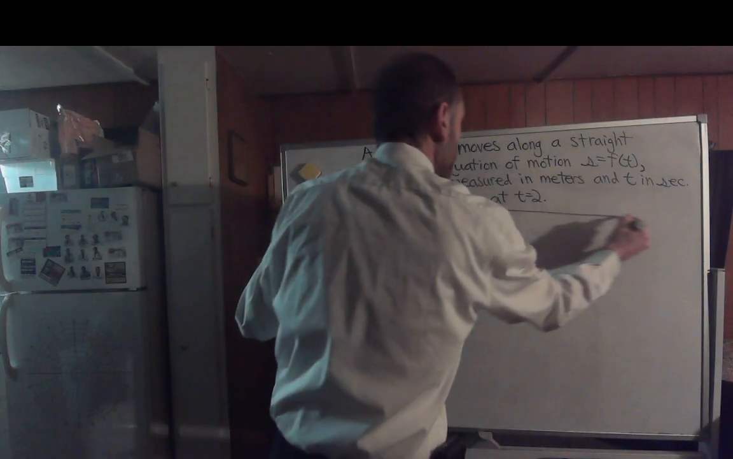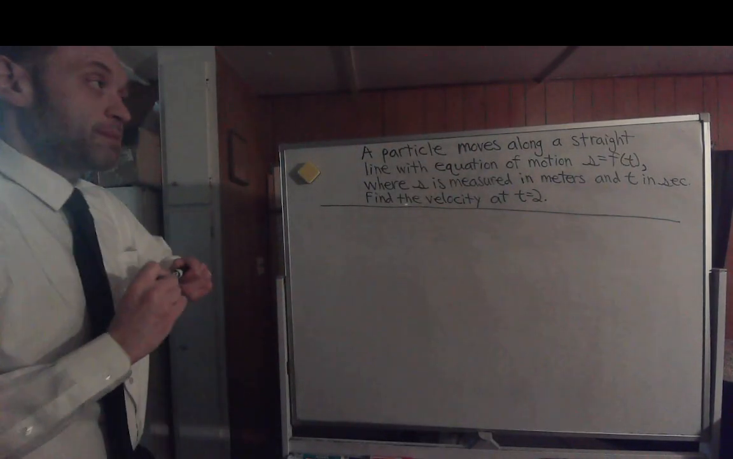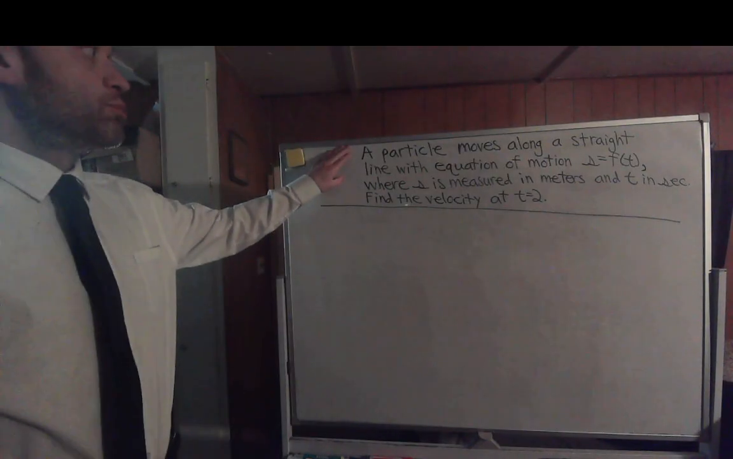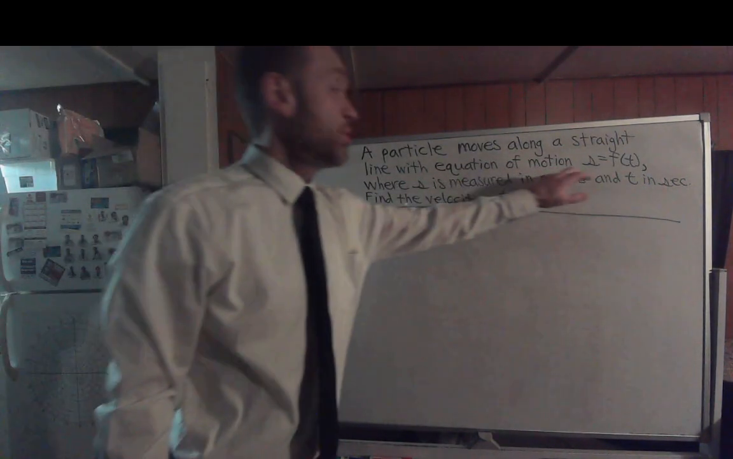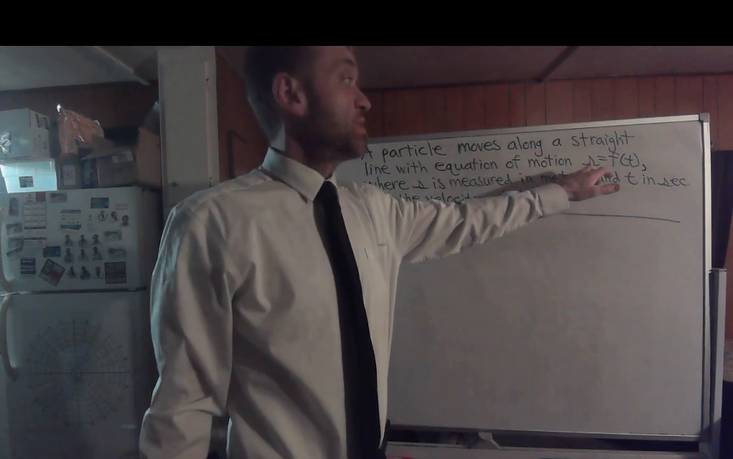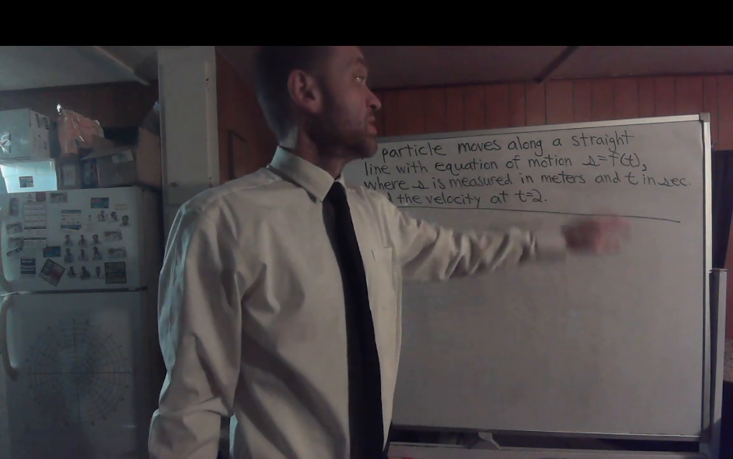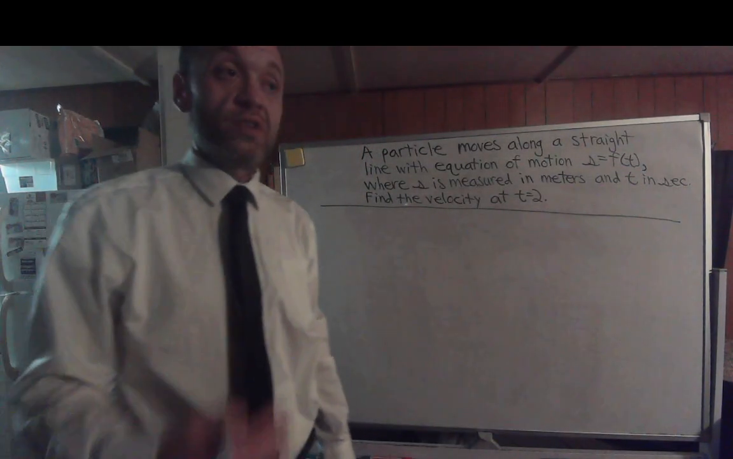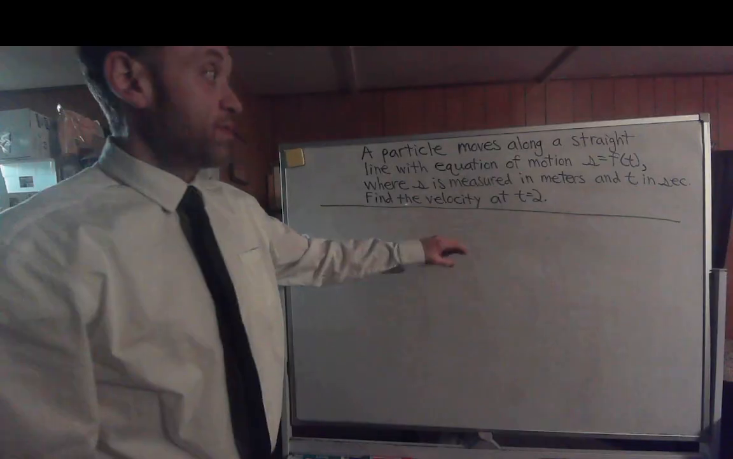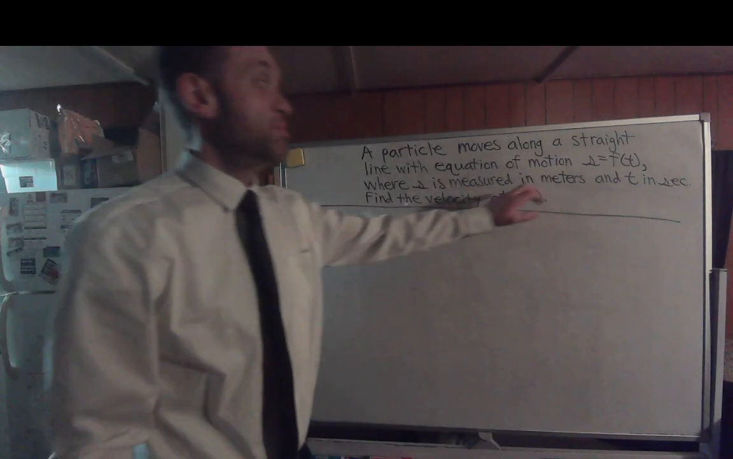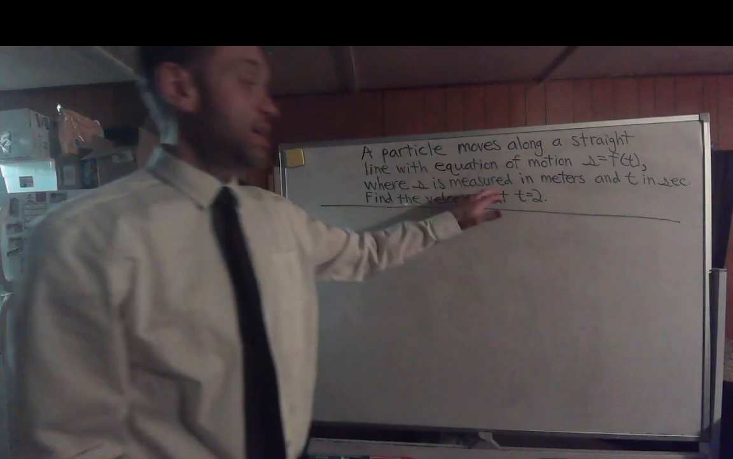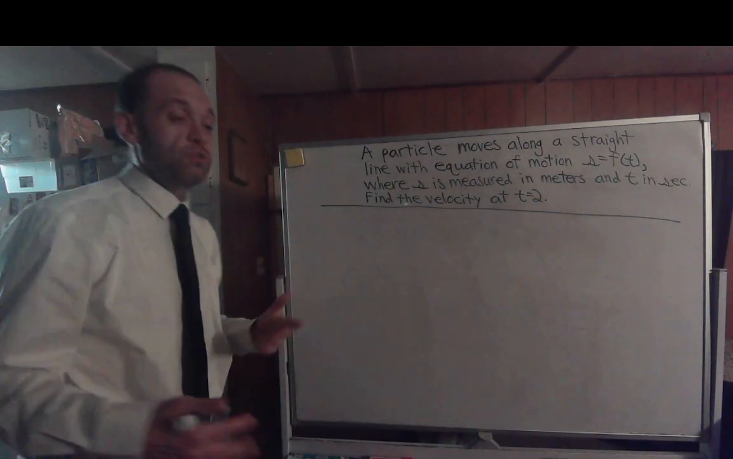Particle movement and velocity problems are a huge application of derivatives. So we have a particle that moves along a straight line with the equation of motion being s equals f of t. s is the standard denotation of the position function. So s equals f of t, that's your position function. That's simply just the movement. The unit for the movement is going to be meters, and the time is in t seconds. They want you to find the velocity at t equals 2, at the time being 2 seconds.